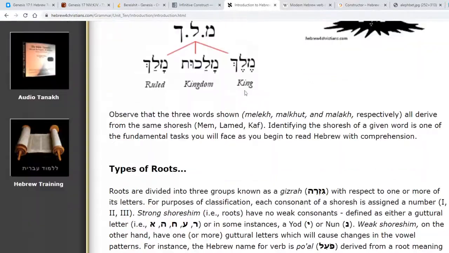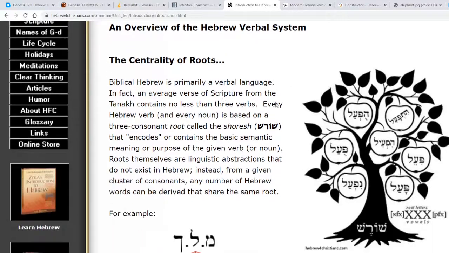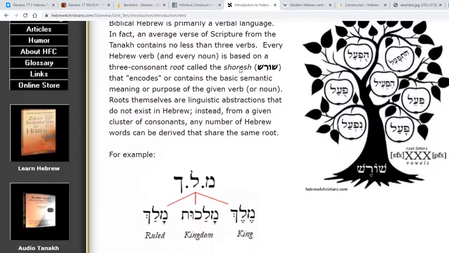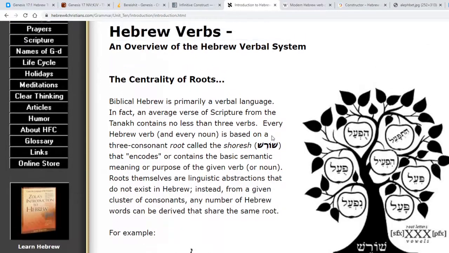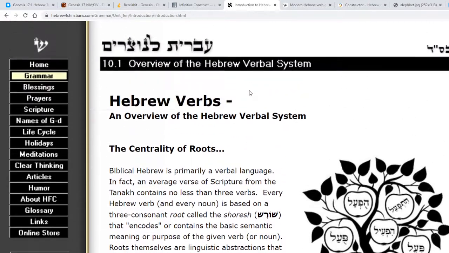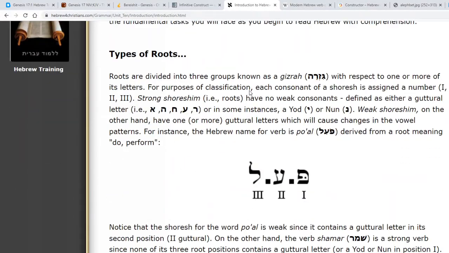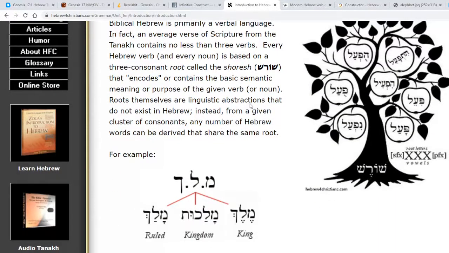Let's talk about this website, because I think it's pretty useful. It's Hebrew for Christians with the number 4 .com. They have a lot of information, generally very good information, I would say. I haven't been through the whole website, but it talks about how to look at biblical Hebrew.